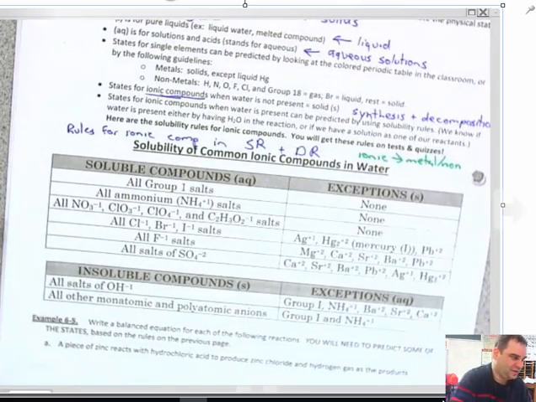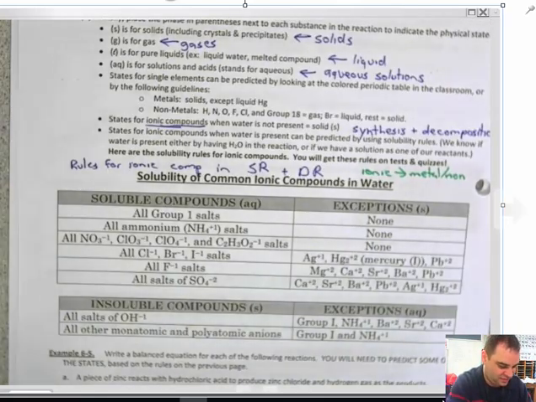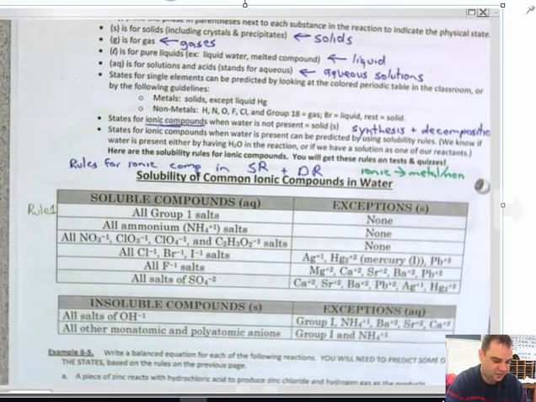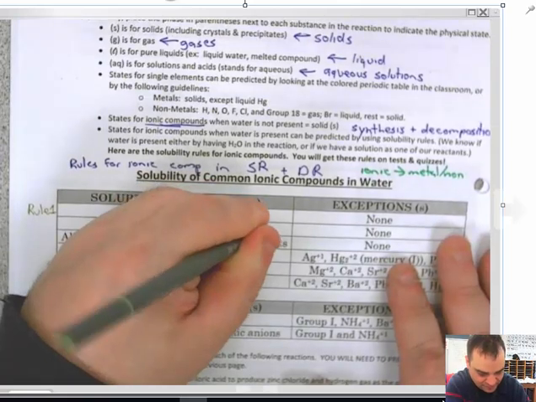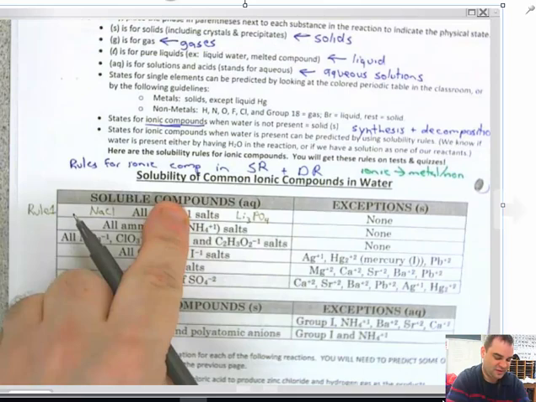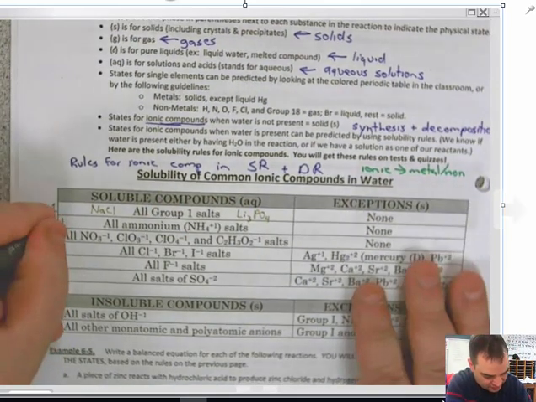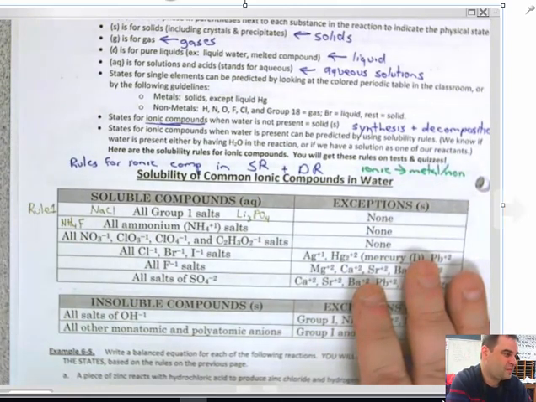So for instance, this is rule 1. These rules will be given to you. You do not need to memorize these. All group 1 salts, so anything that has a group 1 element in it, like Li3PO4, NaCl, those fall under this square right here. You would put an AQ. Ammonium salts, like NH4F, that would be aqueous.